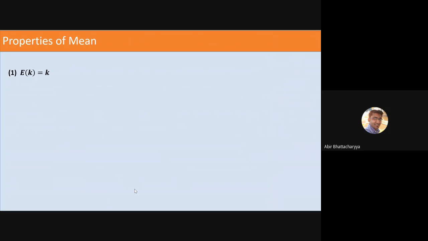A few properties of the mean. If I take the expectation of a constant, I will always get the expectation of k equals k. If I multiply a constant with the random variable, the expectation of kx, this k can always be taken outside: k times the expectation of x. Now, the expectation of ax plus or minus b is always a linear property. You can take a outside: a times the expectation of x plus or minus the expectation of b.